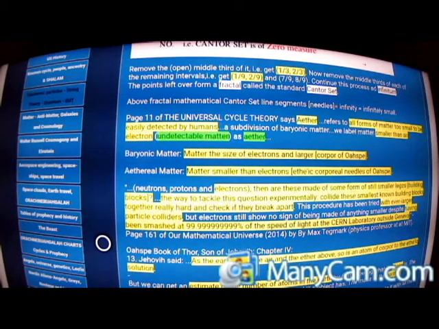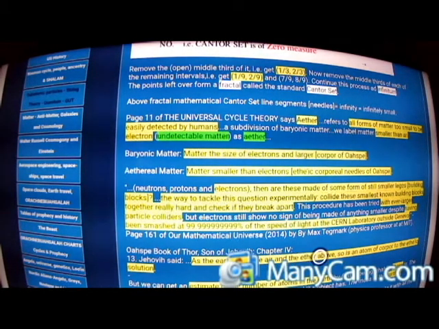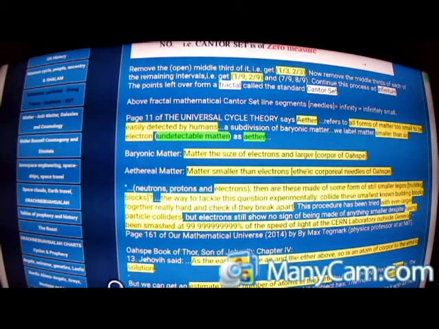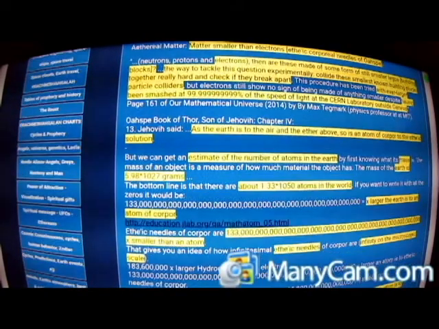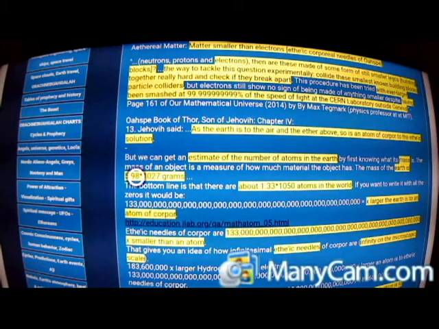Now, Oahspe, Book of Thor, Son of Jehovah, chapter 4, verse 13. Jehovah said, as the earth is to the air and the ether above, so is an atom of copper to the etheric solution. But we can get an estimate of the number of atoms in the earth by first knowing its mass. The mass of an object is a measure of how much material the object has. The mass of the earth is this big number, which I won't even attempt to say.